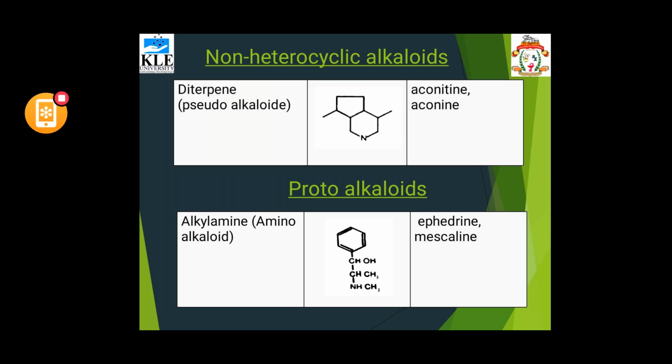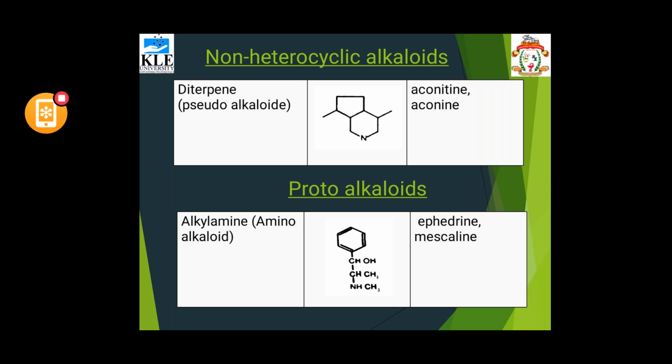Now non-heterocyclic alkaloids. First one is pseudo-alkaloid, that is diterpene. Example is aconitine, aconine. Next, proto-alkaloids come under alkyl amine, which is also amino alkaloid. Example is ephedrine and mescaline.